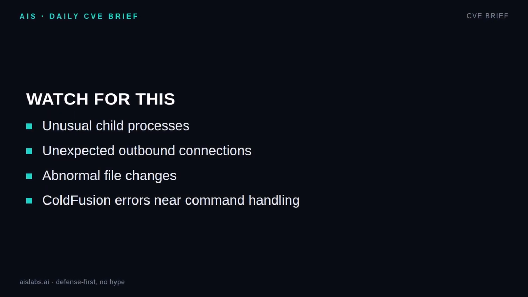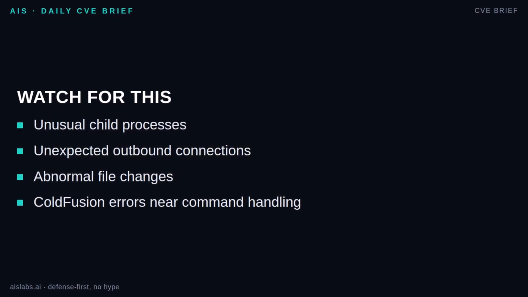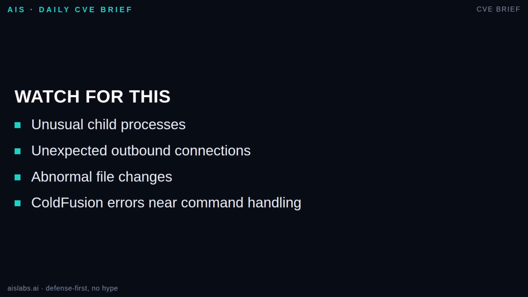For detection, focus on behavior that should be rare or absent in your environment. Watch process telemetry for ColdFusion or its runtime spawning unexpected operating system child processes. Monitor for unusual outbound network connections from ColdFusion servers, especially to destinations that are not part of normal application behavior. Review web and application logs for abnormal request patterns, repeated errors, or unusual parameter values around the time of suspicious activity, without assuming any single string is definitive.